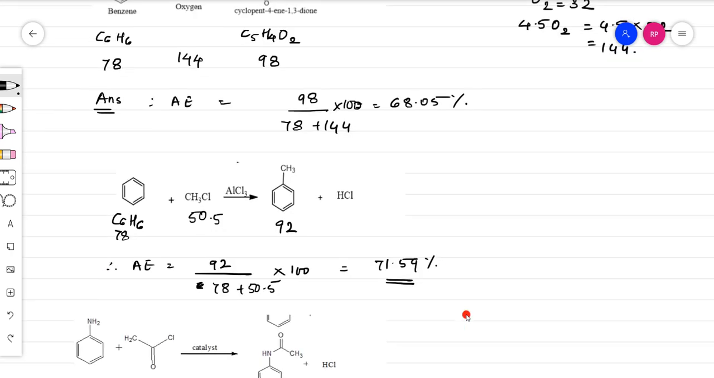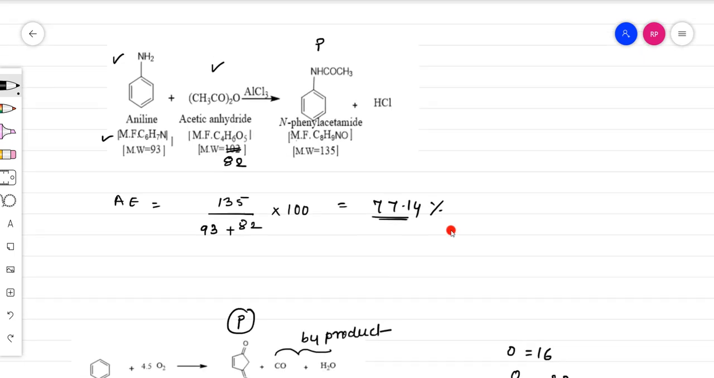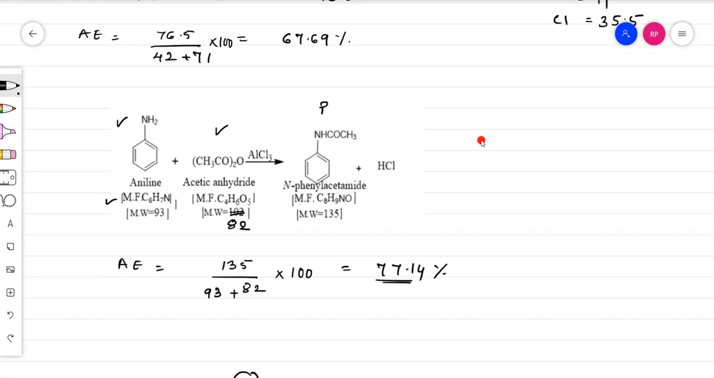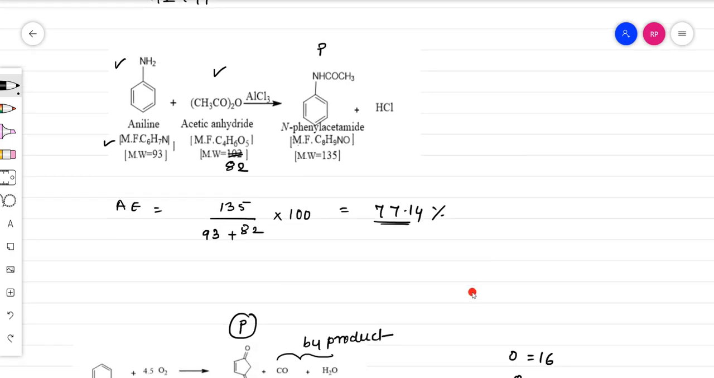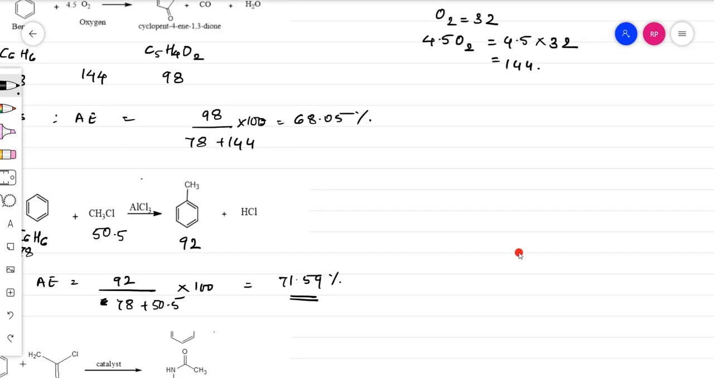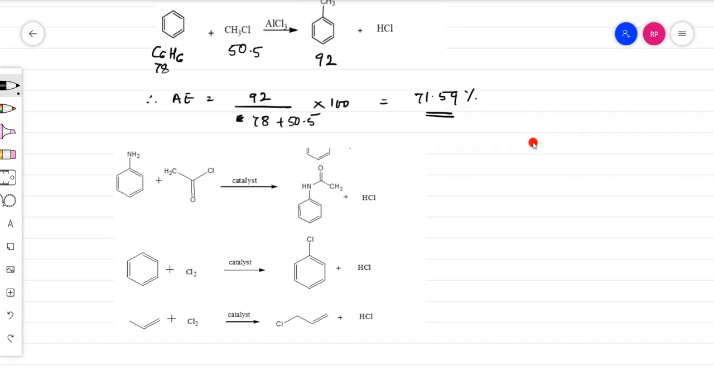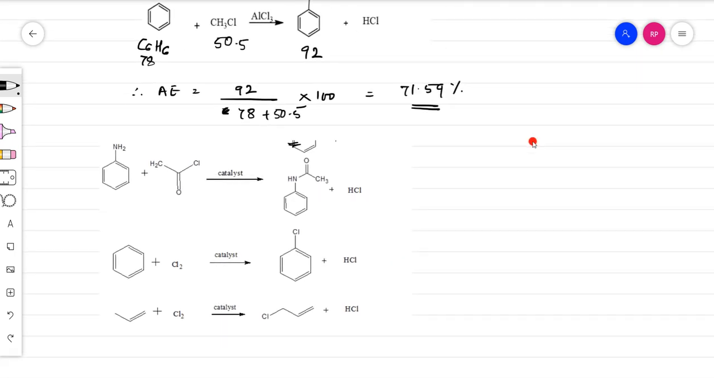Sometimes you may get a question asking, depending on the atom economy, whether it is a green process or not. If you look at these processes, 67.69 may not be a good atom economy. If you get somewhere around 80 or 98, definitely that's a good atom economy. Of course, 100% is the ideal atom economy you can get. So this was all about atom economy. I have given a few questions over here. You can practice these questions, find the molecular weights of each one. These are the products, these are the byproducts, and you can calculate the molecular weights of each and apply the formula.